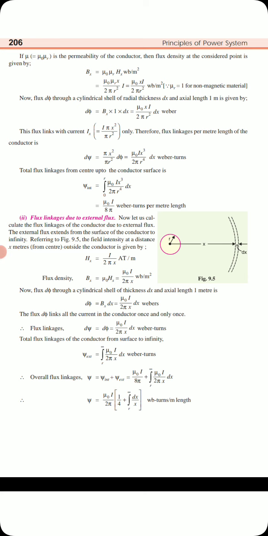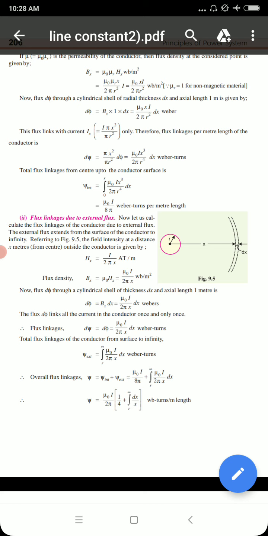So we will see that using this figure 9.5, where we take one small area at a distance of x meters from the center, which is outside the conductor. The same Hx is given by I by 2πx ampere turns per meter. The flux density Bx is given by μ0 Hx, which is μ0 I by 2πx. Now dφ through the cylindrical shell of thickness dx and axial length 1 meter is given by dφ equal to Bx dx, that is flux is nothing but flux density into the small area. So we get μ0 I by 2πx into dx Webers.